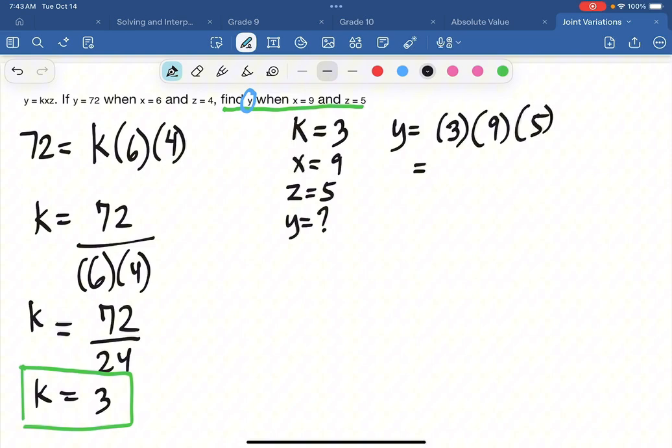Now, the good thing about this is that the operation is just a linear thing of multiplication. So we could just multiply the numbers right away. So 3 times 9 is 27, and 27 times 5 is 135. So this is our answer, 135.